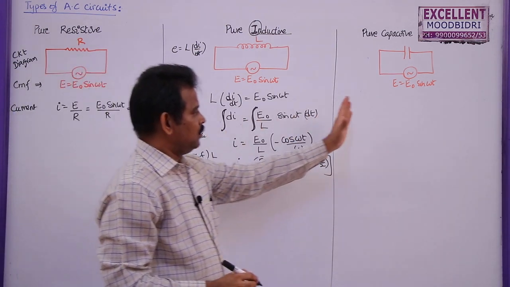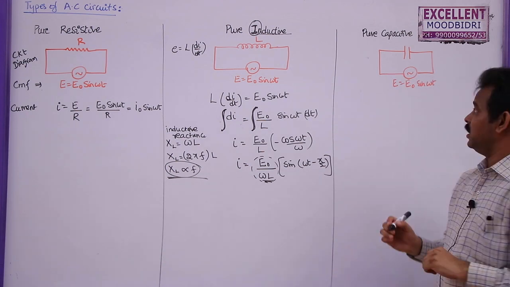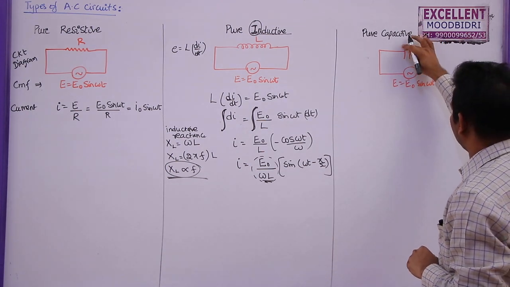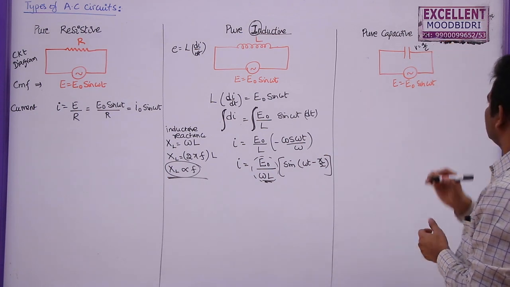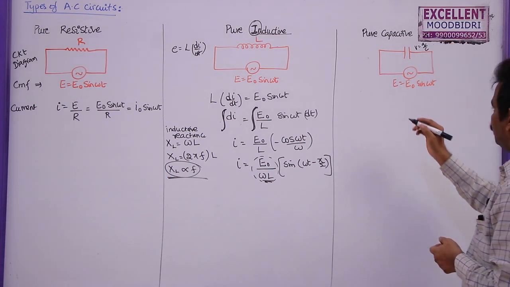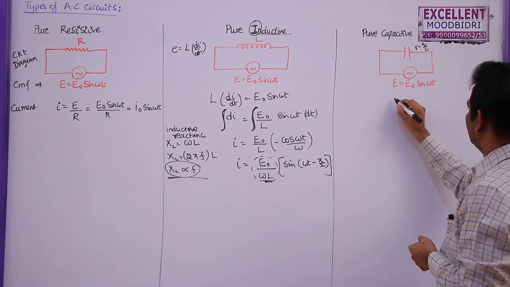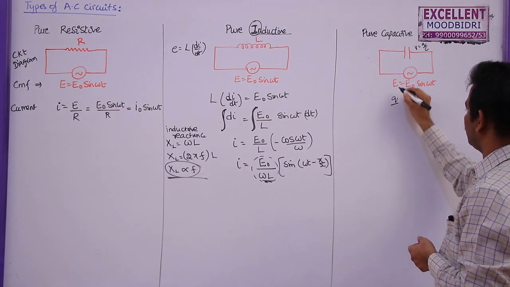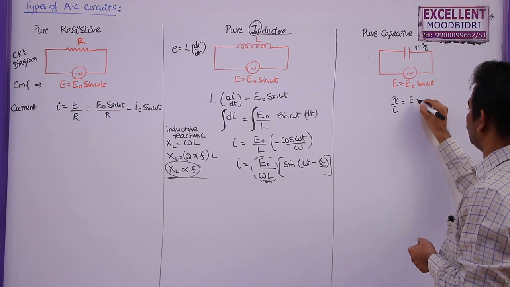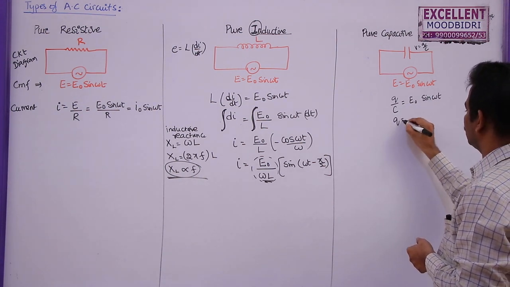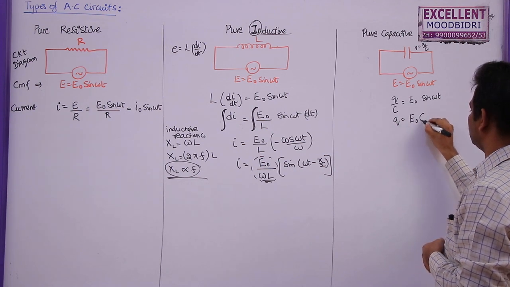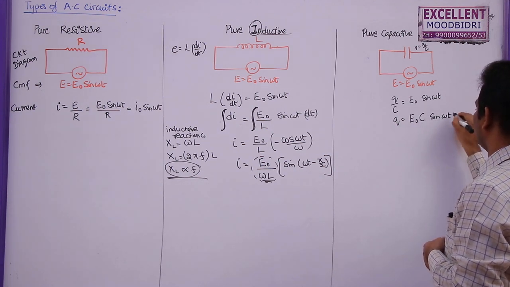Now let me come here. In this case, the potential drop across the capacitor V is equal to Q by C. So in place of E, I am writing Q by C is equal to E naught sin omega t. So Q is equal to E naught into C into sin omega t.